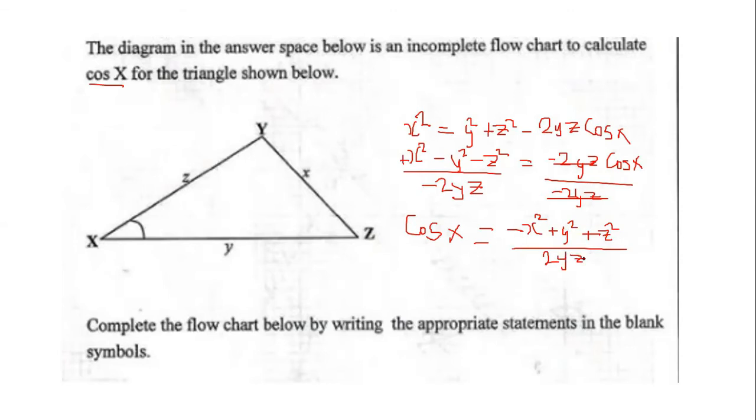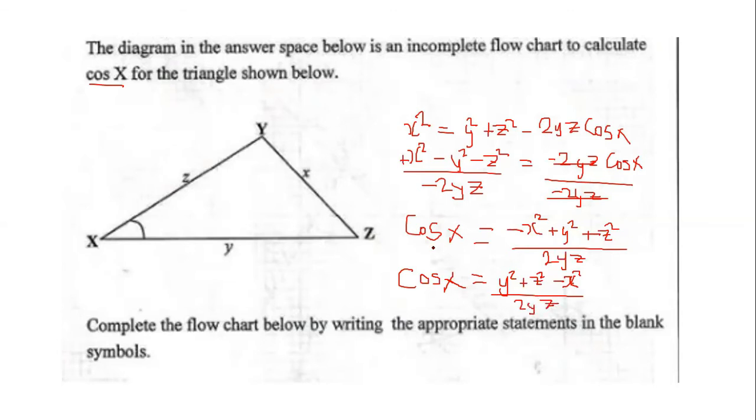So this is the formula. Remember, we're just making cos x the subject of the formula. Rewriting our formula, finally, we have cos x being equal to, we always start with a positive, y squared plus z squared minus x squared, over 2yz. So this is the formula.